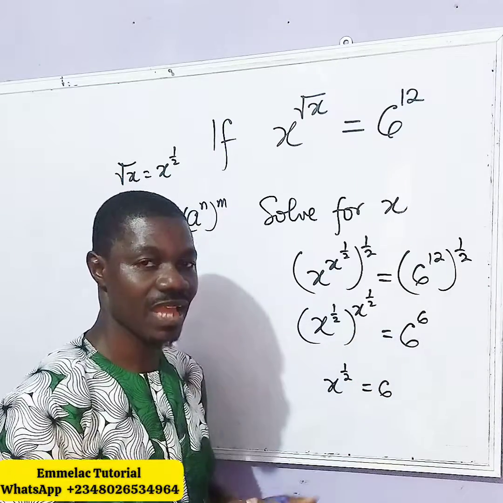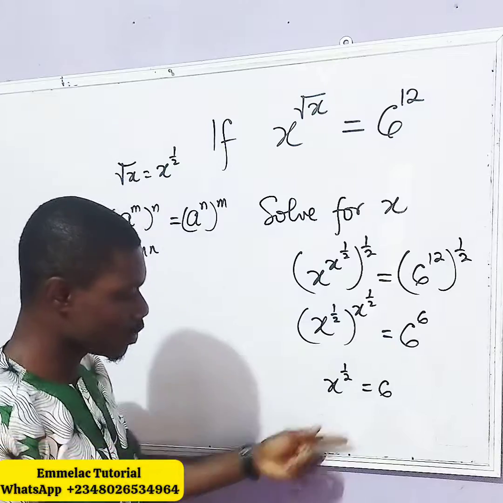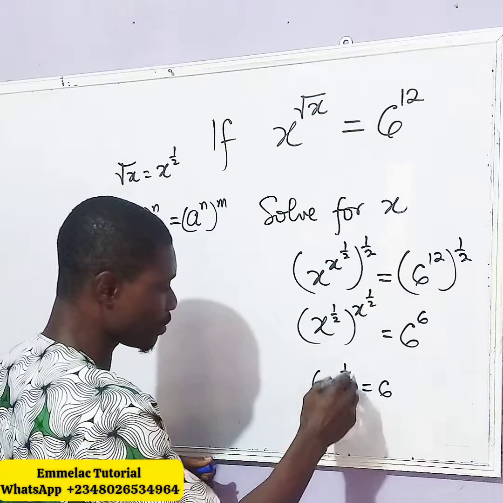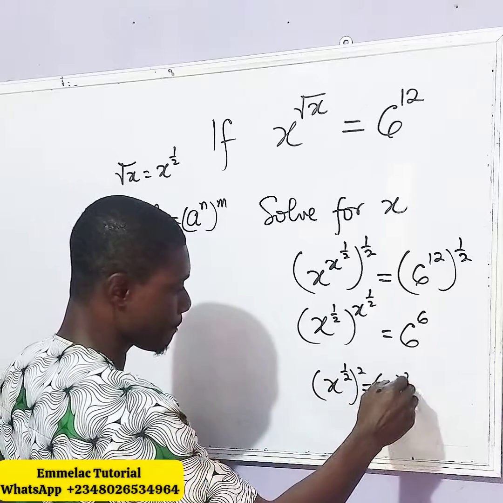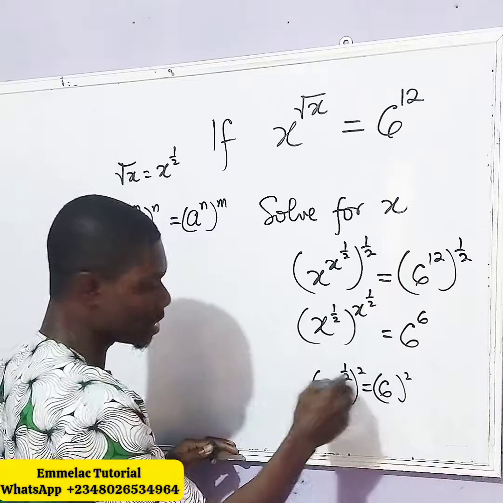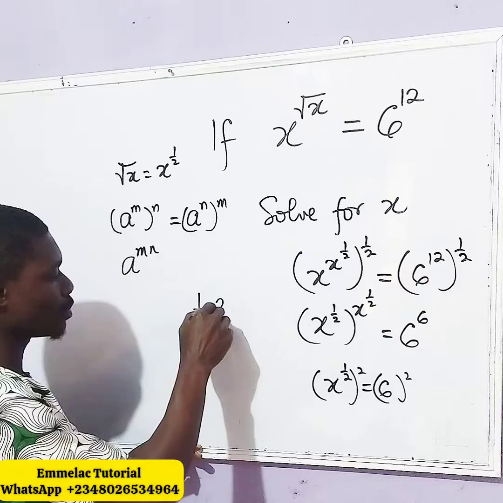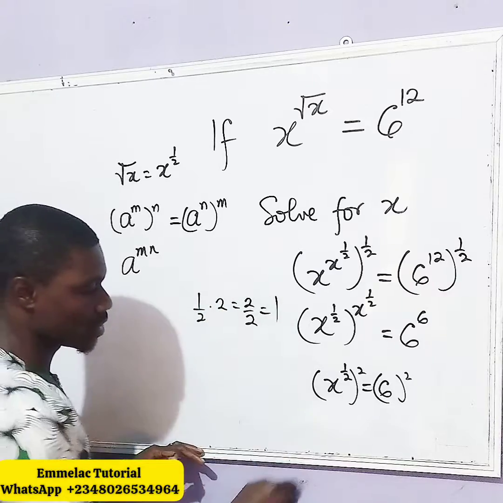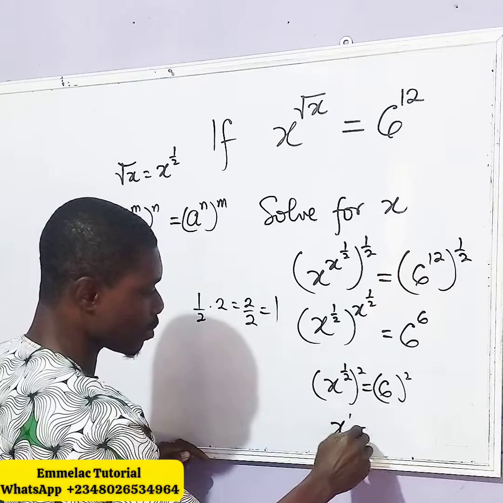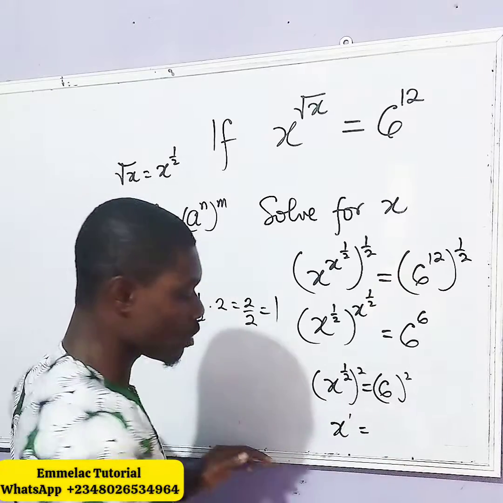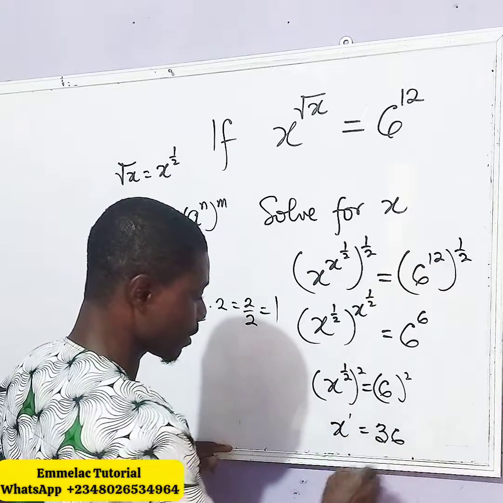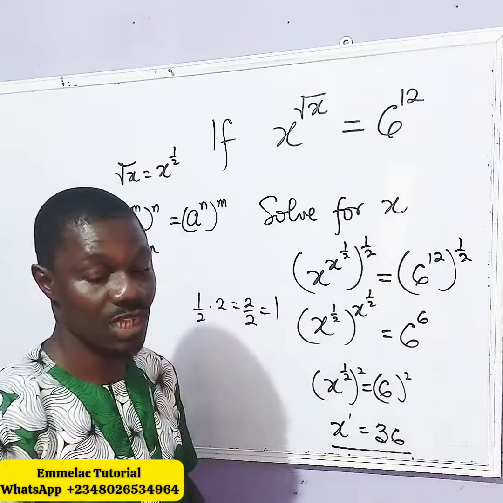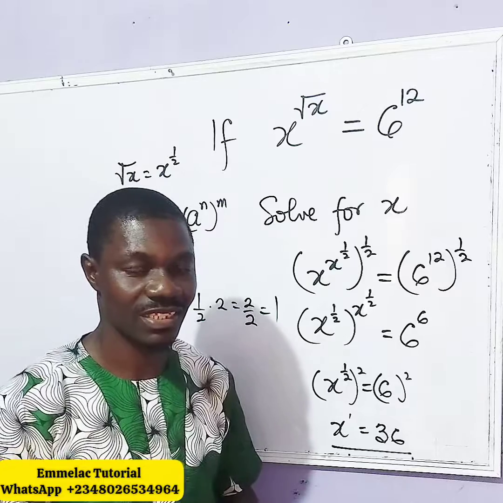Alright, so to this end, all we have to do, since we are looking for x, is raise both sides of the equation by 2. So this cancels out this: half times 2 gives us 2 over 2, giving us 1. So here you have x raised to 1 equals 6 raised to 2, that will be 36. So the value of x that satisfies the exponential equation is 36.